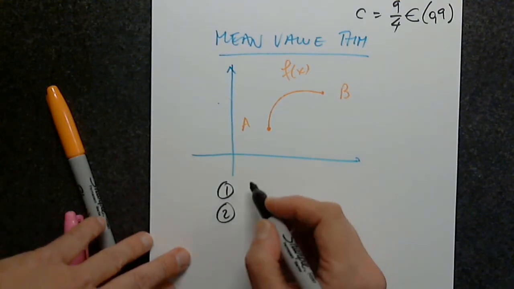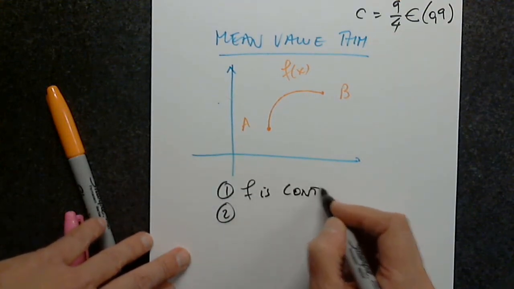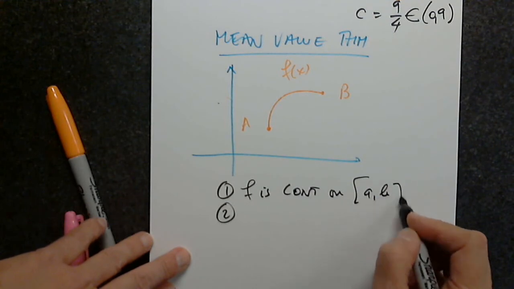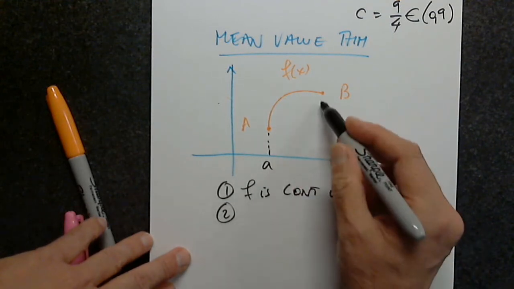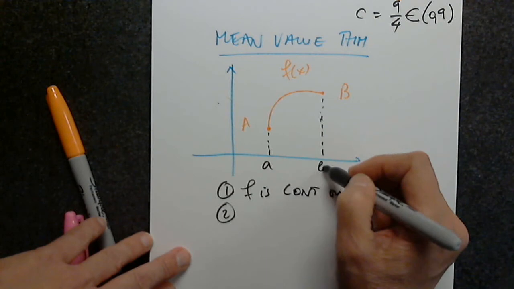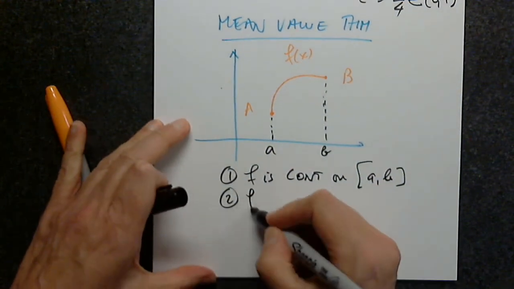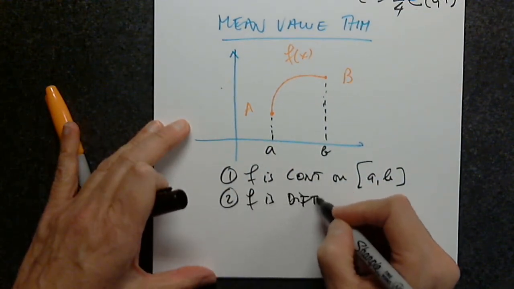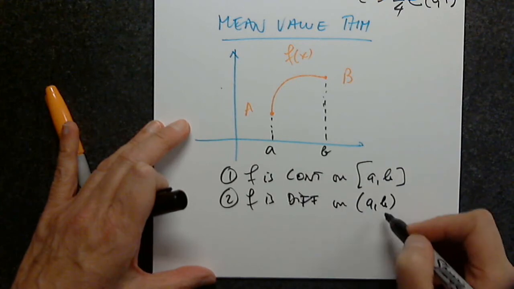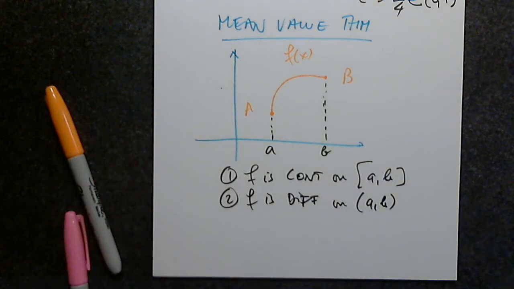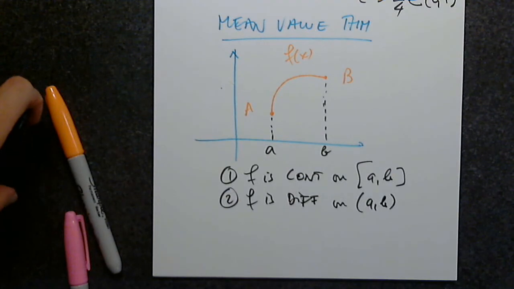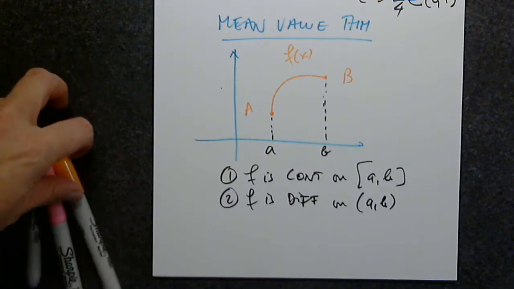In number 1, we know that f is continuous on a comma b. Here it is. This is a, and this is b. So on the closed interval a comma b, the function is continuous. Now, f is also differentiable on the open interval a comma b. Would you agree? The third hypothesis is not there anymore. They don't have to be at the same height, same y value.